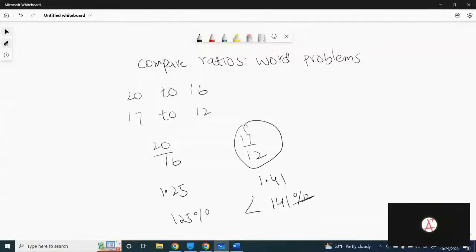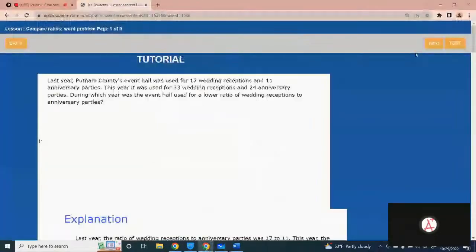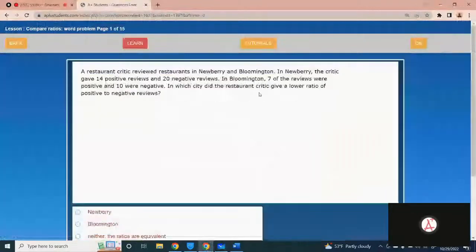Okay, let's just start with the test. So basically they are word problems, and that would be easy for me to read the questions. Okay, let me read the question. A restaurant critic reviewed restaurants in Newbury and Bloomington. In Newbury, the critic gave 14 positive reviews and 20 negative reviews. In Bloomington, 7 of the reviews were positive and 10 were negative. In which city did the restaurant critic give a lower ratio of positive to negative reviews?